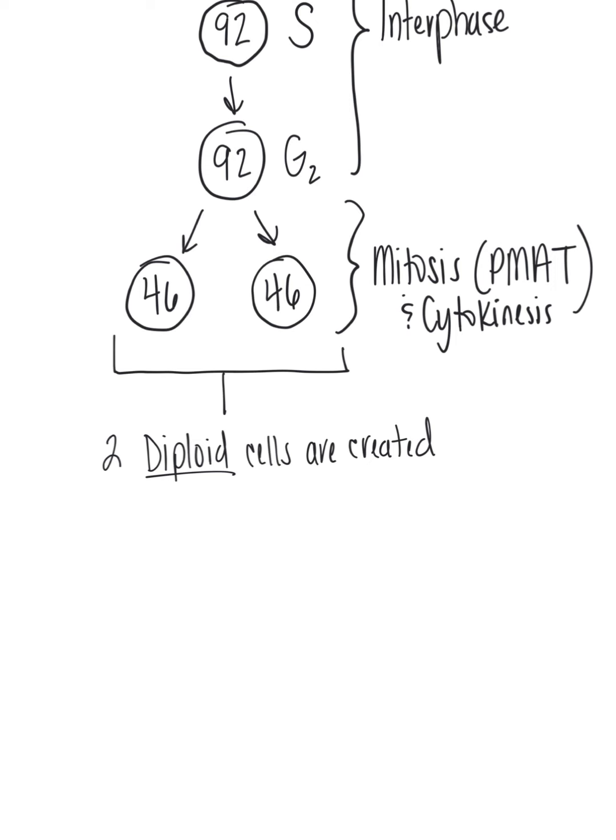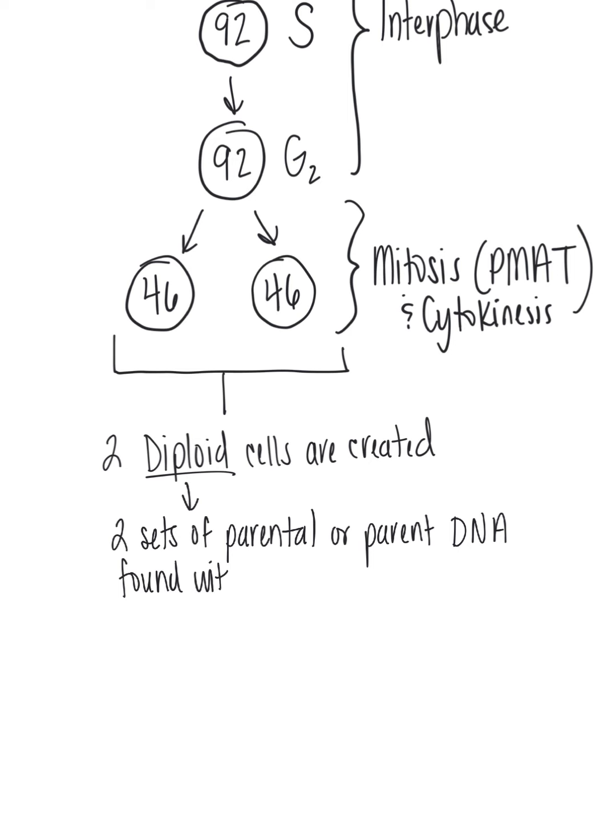When we say diploid, that means there are two sets of parental DNA found within each cell. Or parent DNA. That's what I mean by parental. And if you think about it, di means two. So that's what we're talking about, two sets of DNA within each cell.